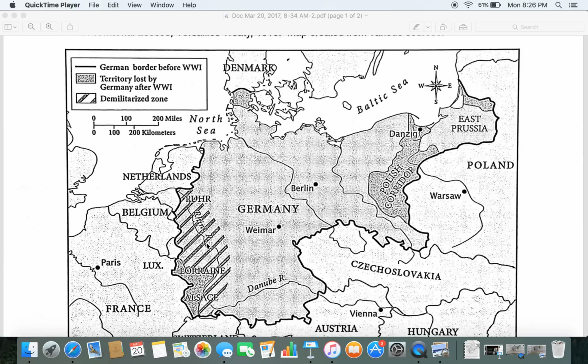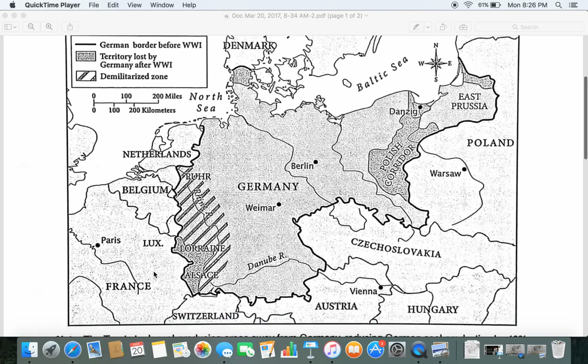Last but not least, I need you guys to take your third color highlighter and highlight demilitarized zone in the legend. And then take that same color highlighter and please highlight the diagonal lines that are in between Germany and France. It is very important that you do that and understand that that is a demilitarized zone, or an area in which Germany is not allowed to have any soldiers whatsoever.